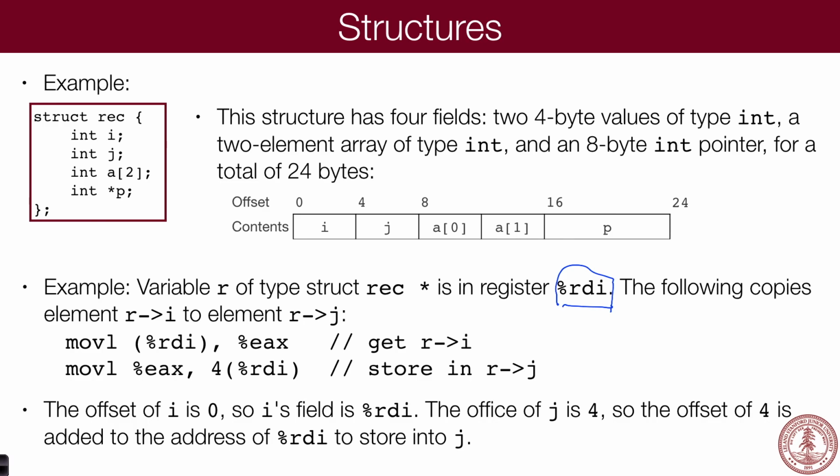Well, what do we do? We first move the value from RI into EAX. How do we do that? We do a movl because it's a 4-byte integer. And then we move EAX into, look, there's our offset of J, 4, from the original RDI location. Not too bad, I hope. Everybody with me on that one?